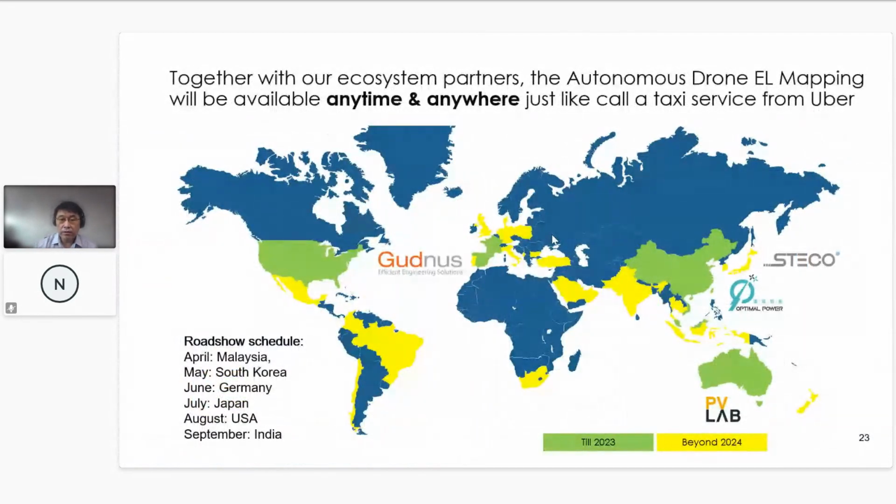So here it shows that drone EL is nowadays available with our partners in the countries marked green, for example, US, Europe, China, Southeast Asia, and Australia. And now we are running a roadshow for Malaysia, South Korea, Germany, Japan, USA, India from April to September. So if you are interested, please contact us to reserve a slot for your project. Or if you're interested in bringing the technology into your country, just feel free to email us.